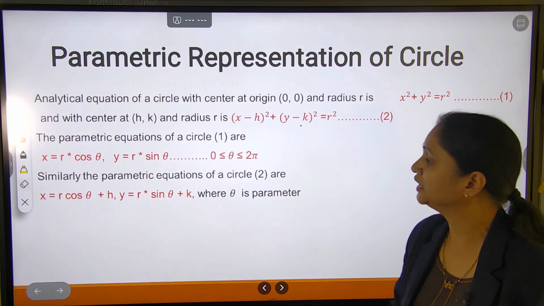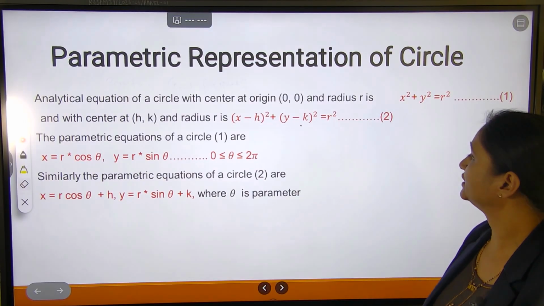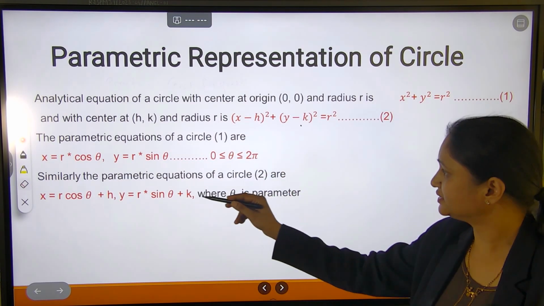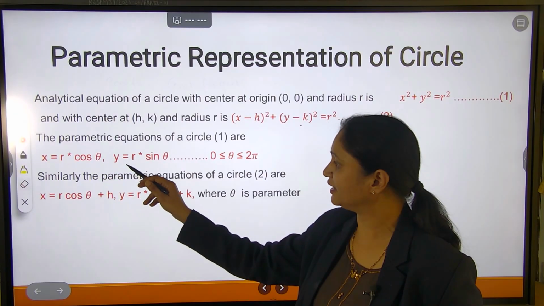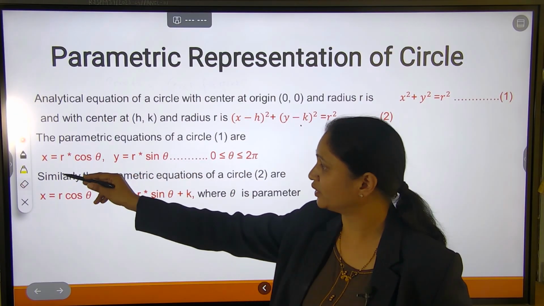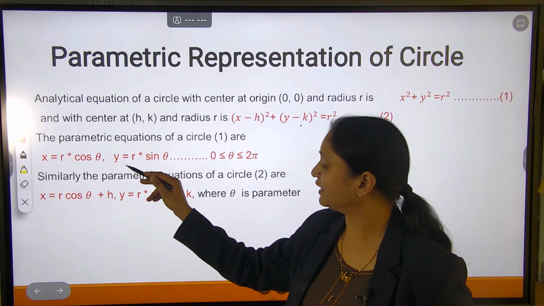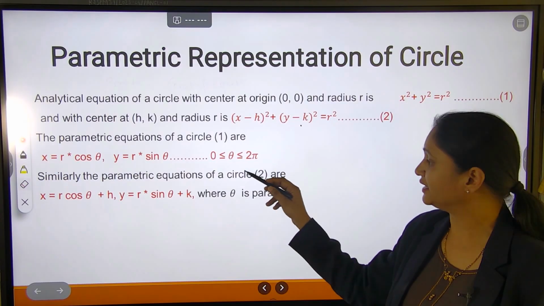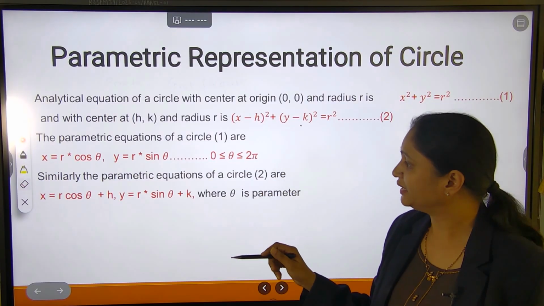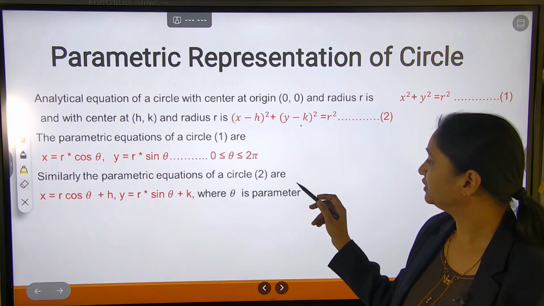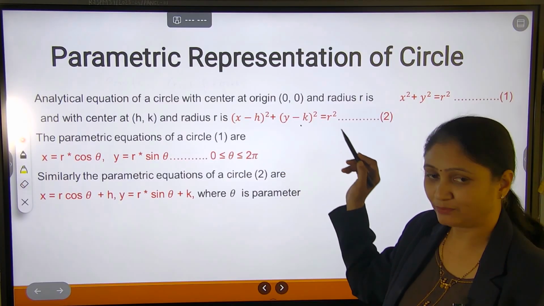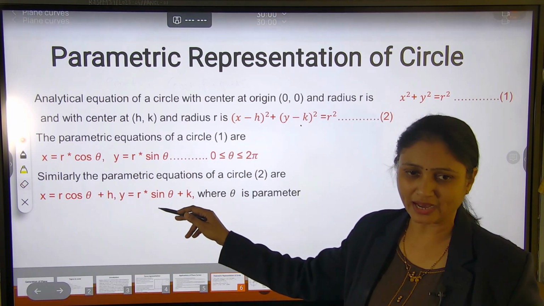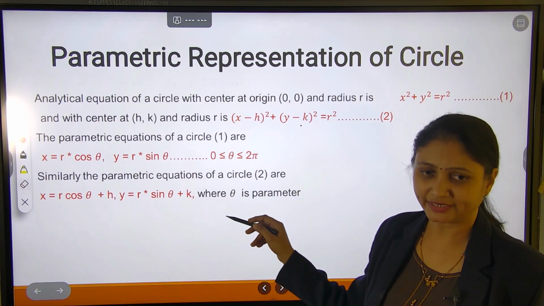Now the parametric equations of the circle. The parametric equation of a circle whose center is the origin is x equal to r cos theta and y equal to r sin theta. That means the x coordinate is calculated by this formula and the y coordinate is calculated by this formula, where theta, the angle, lies between 0 and 2 pi. Similarly, the parametric equations of a circle whose center is at point (h, k) are x equal to r cos theta plus h and y equal to r sin theta plus k, where theta is the parameter.